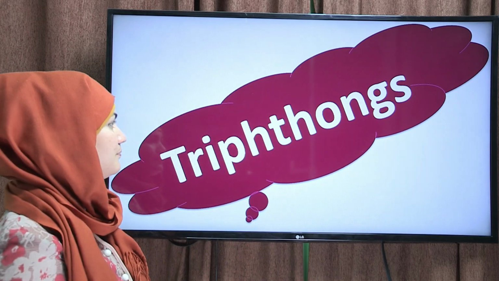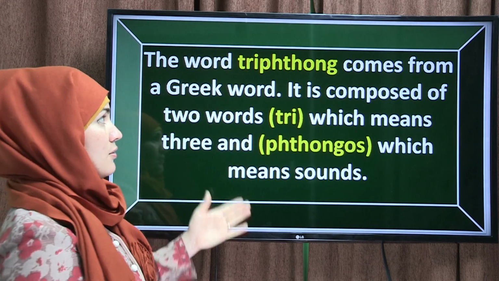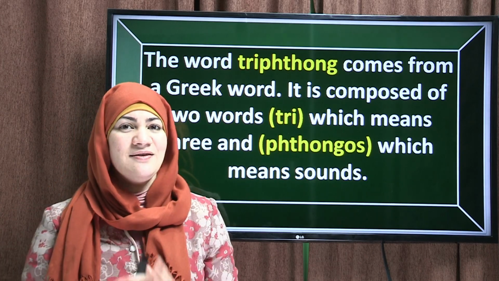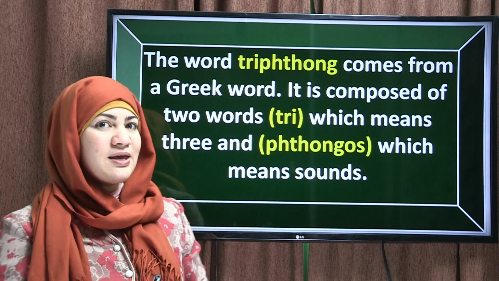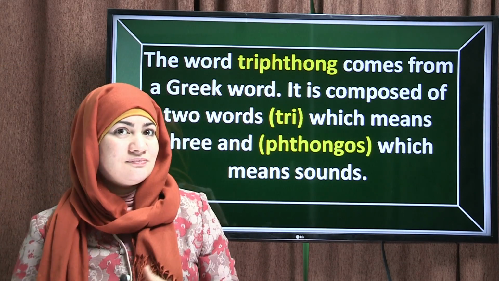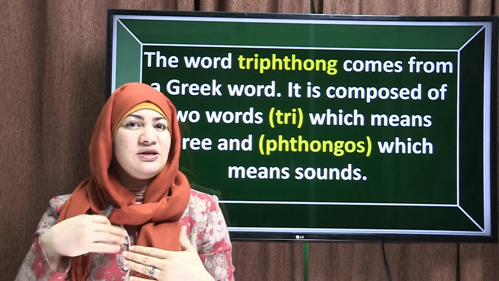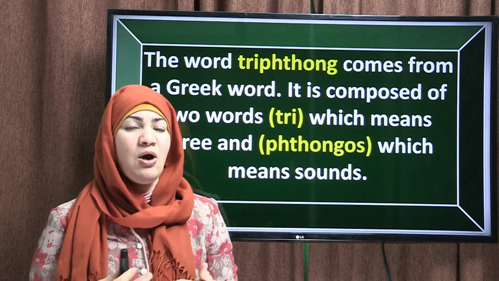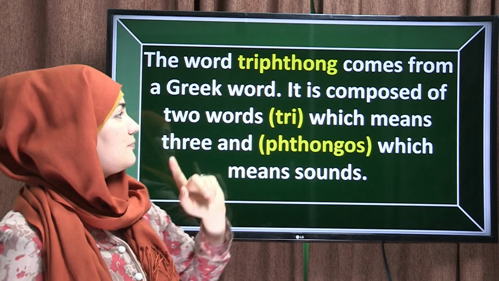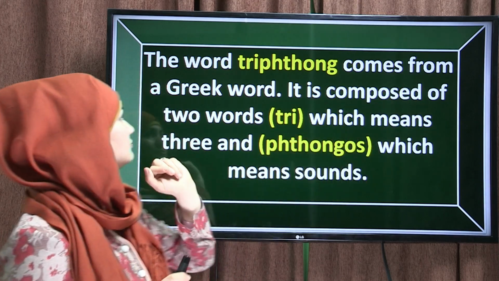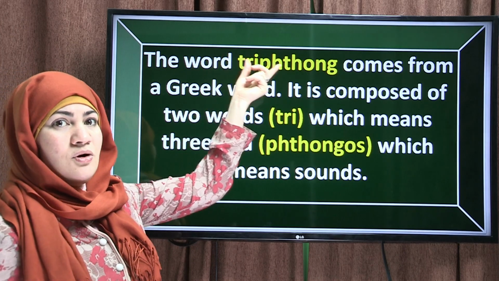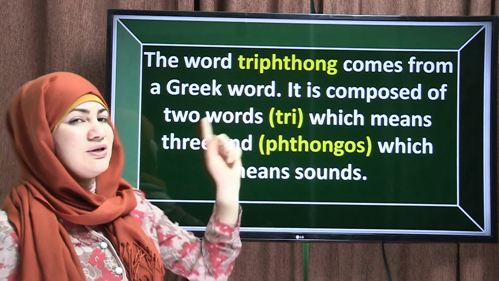We start here with triphthongs. We have a brief explanation. What do we mean by triphthongs? The word triphthongs, we start with its origin. The word triphthong comes from a Greek word.